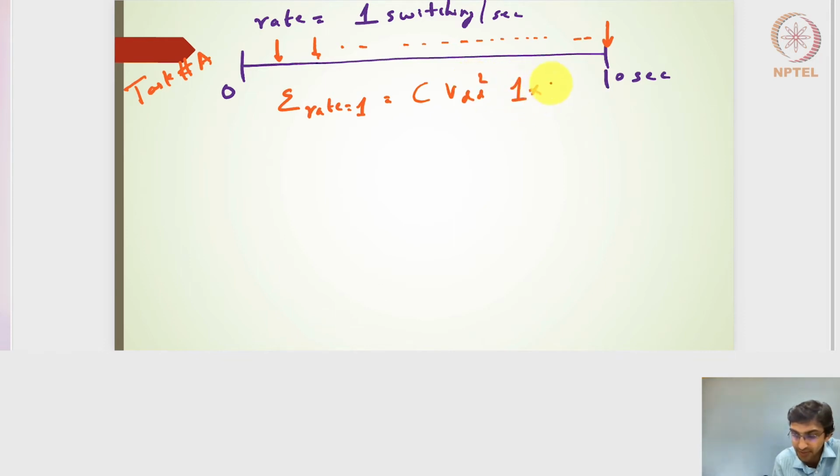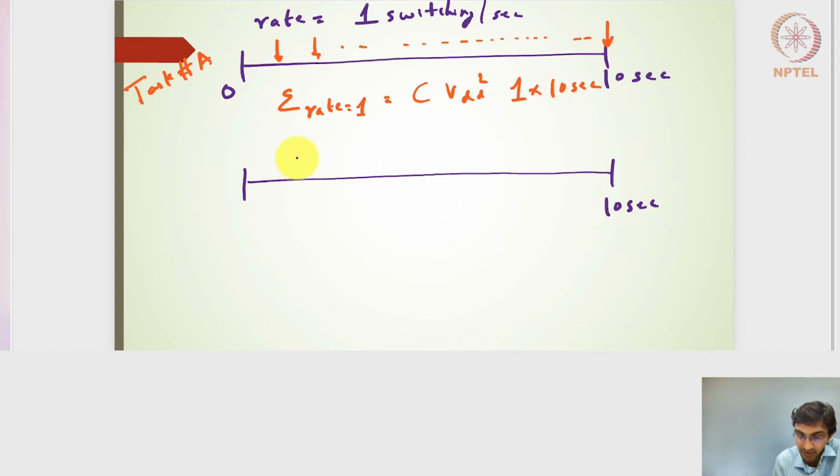Rate is 1 multiplied by time, which is nothing but 10 seconds. Now, if I decrease the rate for the 10 seconds, decreasing the rate implies that the rate of switching is going to be lower. So it will have only 6 switchings, 1, 2, 3, 4, 5, and then the switchings to be done in 10 seconds.